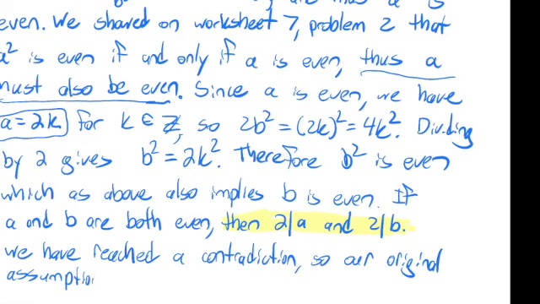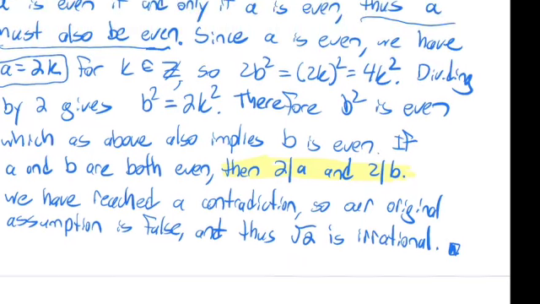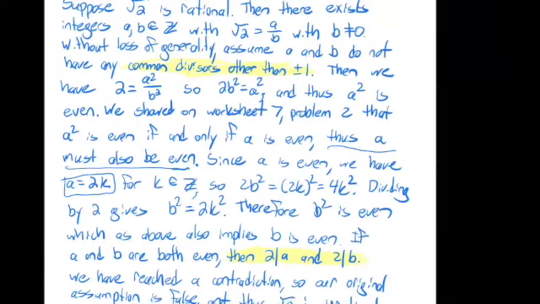So therefore, our original assumption is false. And therefore, if the original assumption is false, then we've shown that square root of 2 is irrational. Okay, any questions about how we got that contradiction?